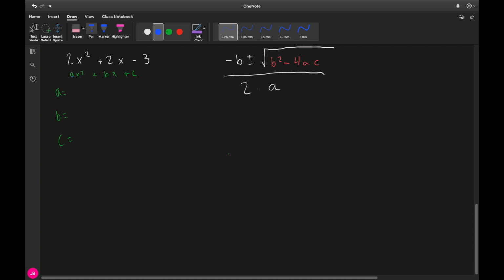So I look to this and I say, okay, my A is 2. Okay, my B is also 2. And my C, don't jump the gun and think that your C is 3. Your C would actually be -3, because this formula says that it should be plus C. And this says plus a -3.